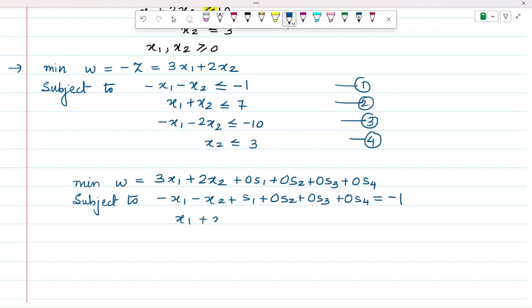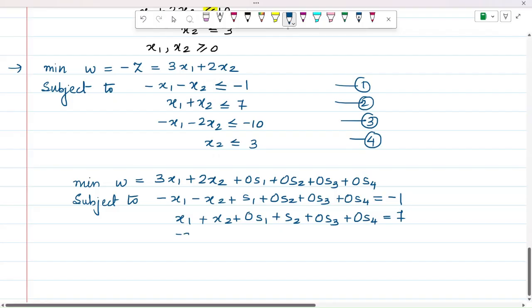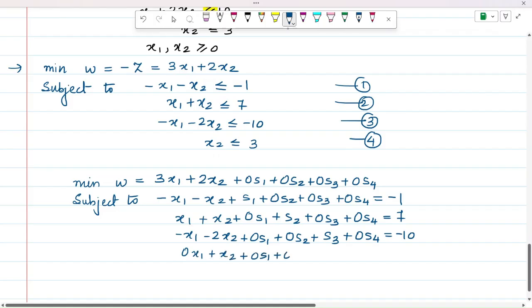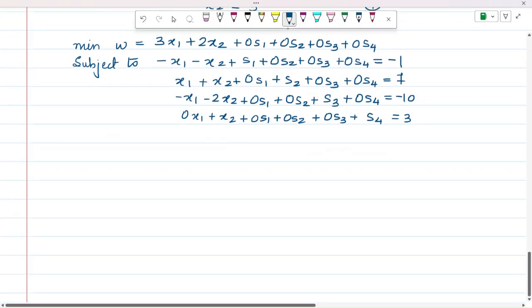Then the second has contribution from S2, so all remaining zeros. This should become an identity matrix and equality here. Then negative x1, negative 2x2, S3 will have coefficient 1, remaining zeros, -10. Here a 0x1 because there is no x1 term. Okay. Now my constraints are ready. They've got converted to equality.